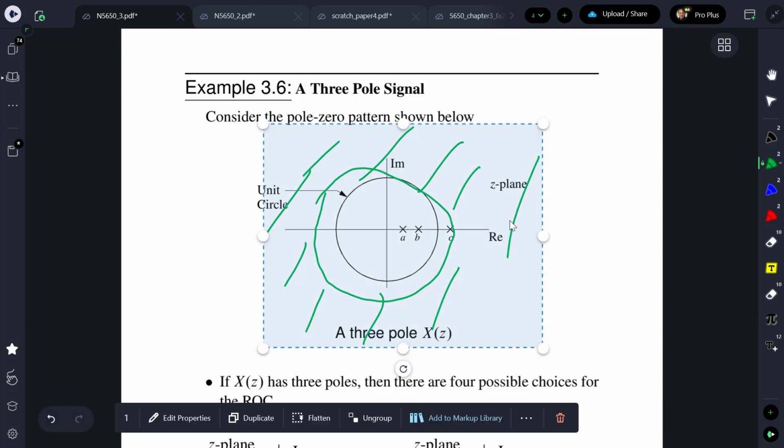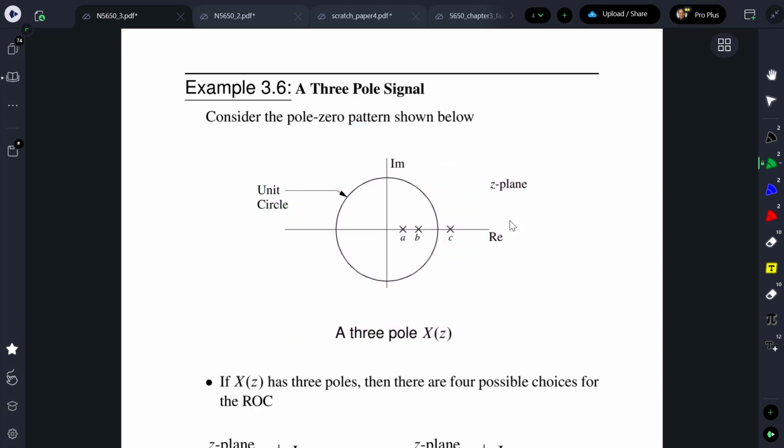Okay, so what's another choice that's a possibility? Everything inside of A, radius A. Yeah, right. So those would all be left-sided sequences, because it's the interior of the smallest pole radius for the left-sided sequences.